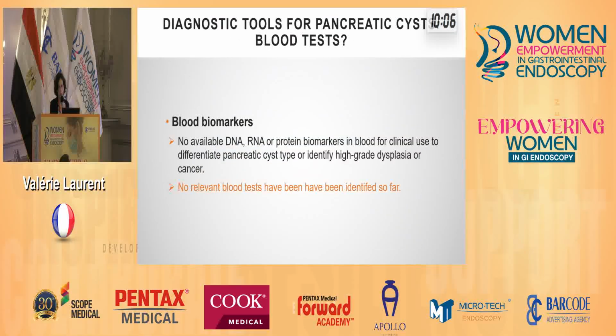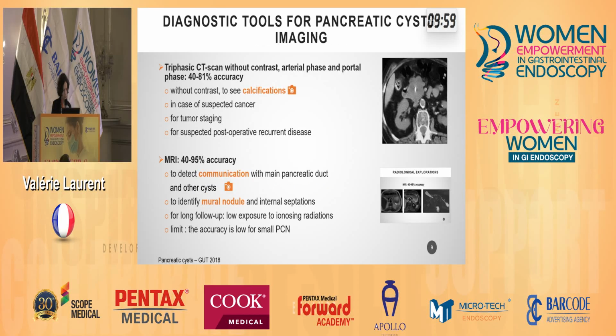What are the diagnostic tools? In blood, there is currently no available test for clinical practice. Imaging is very useful. CT scan without contrast shows calcification very well, but the accuracy for cystic pancreatic lesions is not perfect. That's why the CT scan is better for suspected cancer, tumor staging, or suspected recurrent disease. MRI is more accurate for cystic lesions in the pancreas.